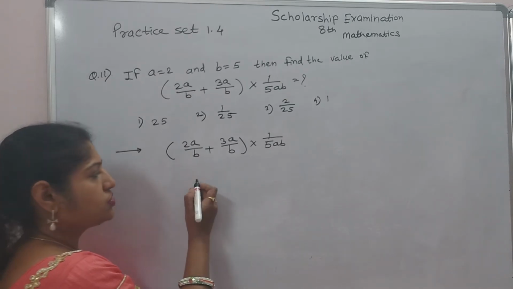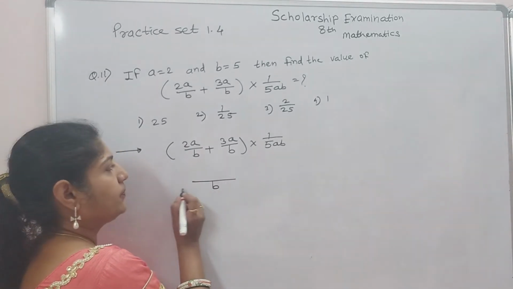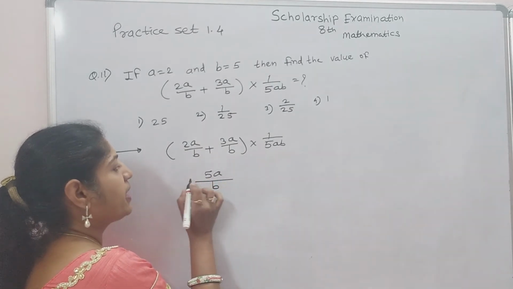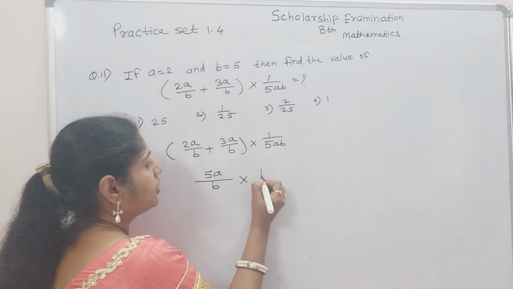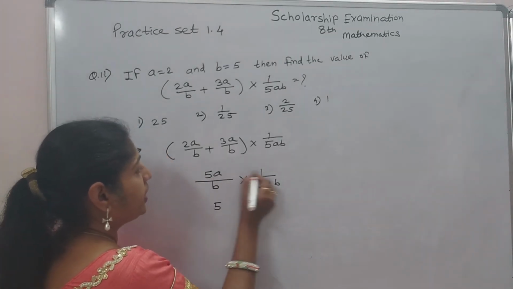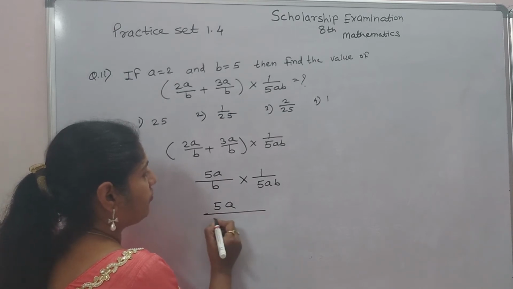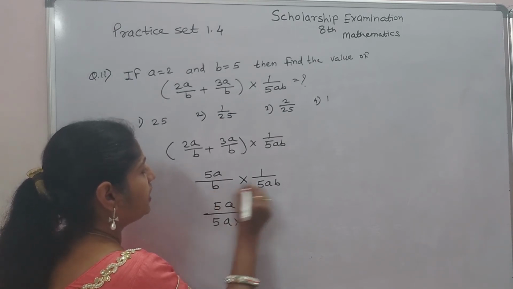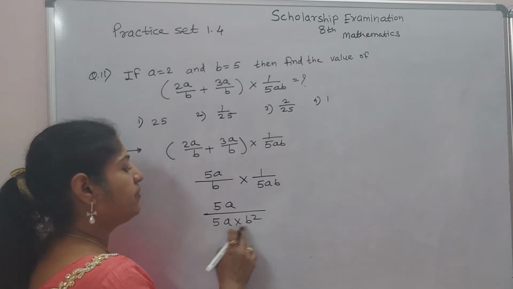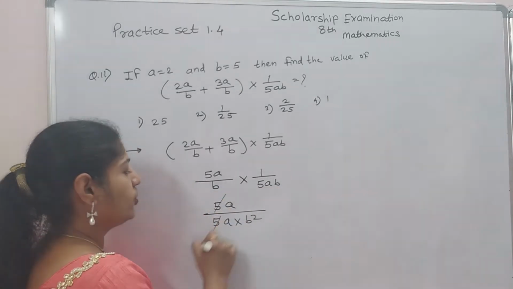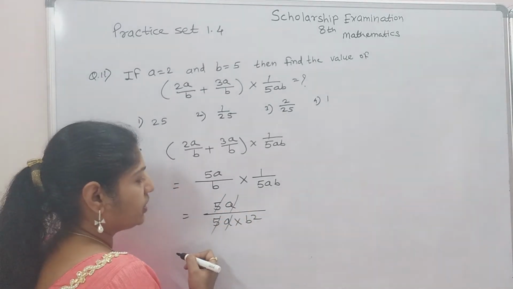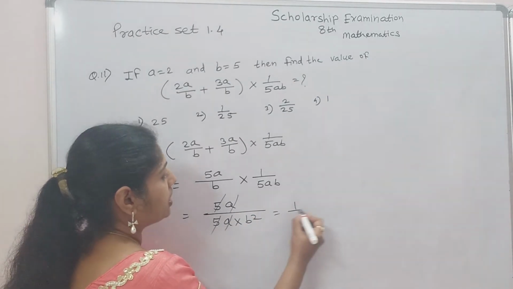The denominator is equal, so take the denominator B. 2A plus 3A is 5A. So in the bracket we have 5A upon B into 1 upon 5AB. Numerator: 5A into 1 is 5A. Denominator: B into 5AB is 5AB square. Now cut the 5 from numerator and denominator, and A and A cut, so we get 1 upon B square.